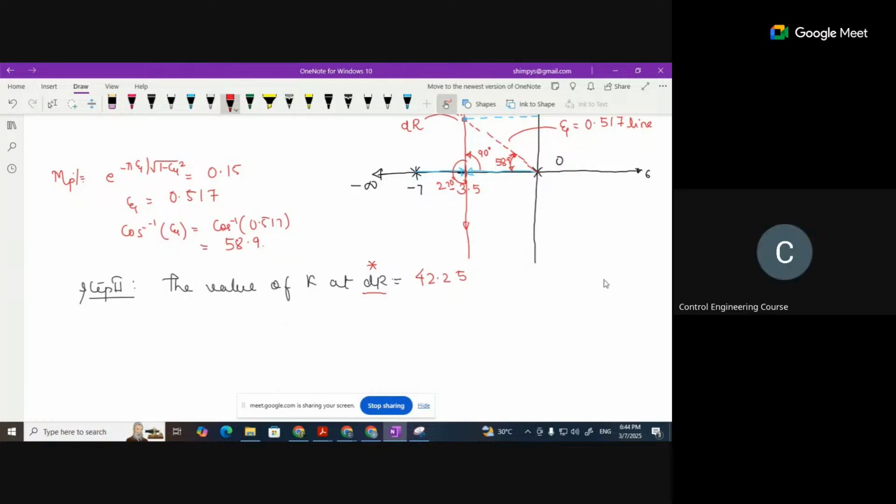Now at this value of k, we have to find out the error coefficient of this system. Okay. So how do we find out the error coefficient?